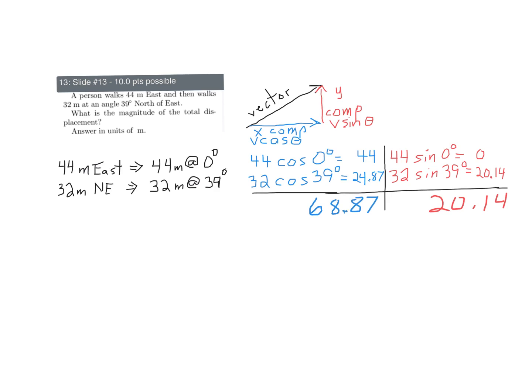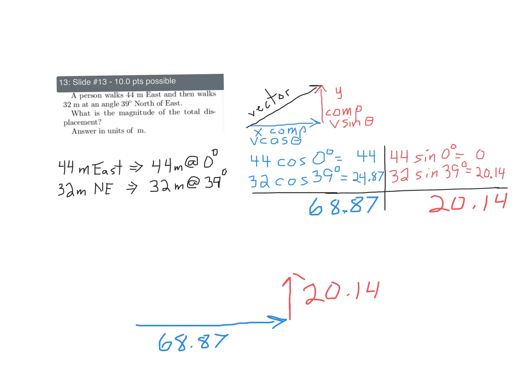Now, these represent the two sides of our new triangle. Our new triangle has a horizontal base, and that base is 68.87. It has a vertical of 20.14. And the answer that we're trying to get to is the result of adding these two.